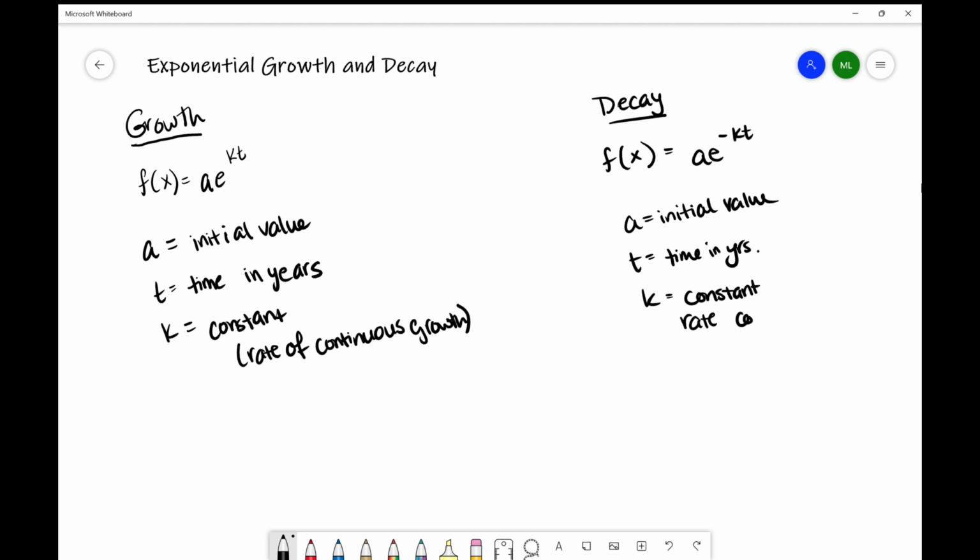The rate of continuous decay is the rate at which it's lowering. So if you look at the growth and the decay exponential functions, you'll see that growth has a positive exponent and decay has a negative exponent.